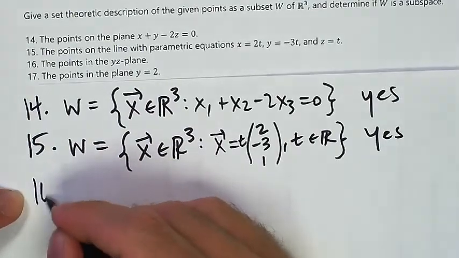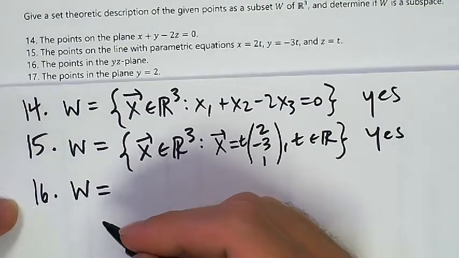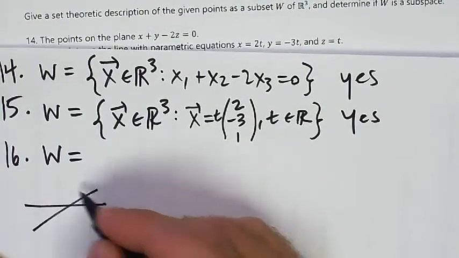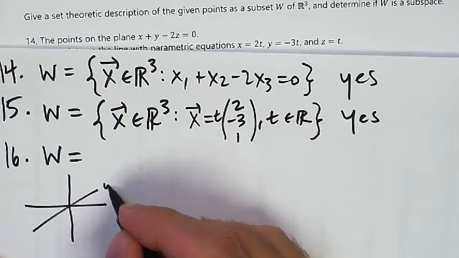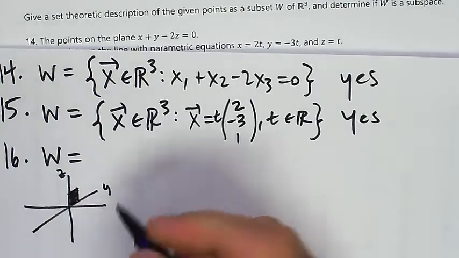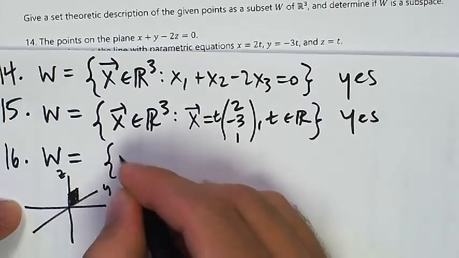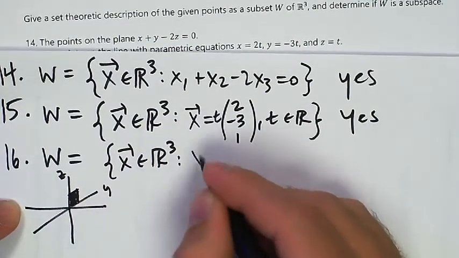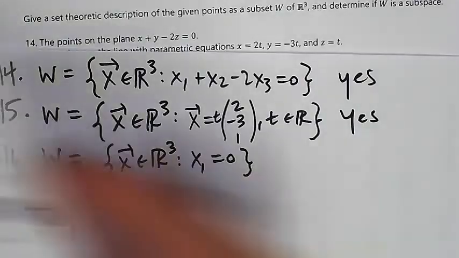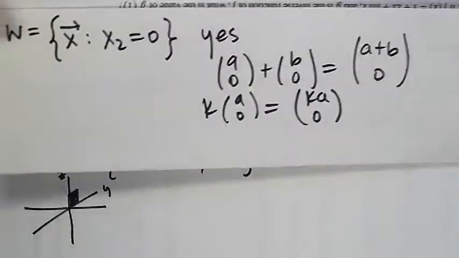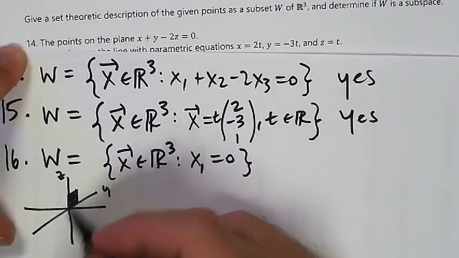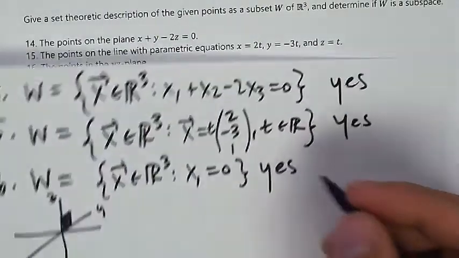The points in the YZ plane. Okay, maybe I'll draw it for you. X, y, z. So on the yz plane, that's where x equals 0. I think that drawing shows you why. And so it's the set of all x in R3 such that the first coordinate is equal to 0. I would just draw your attention back to the one where it was the set of all points on the x-axis earlier. It's going to work the exact same way, determining that this is a subspace, but it's a plane that goes through the origin, so that's going to be a yes also.